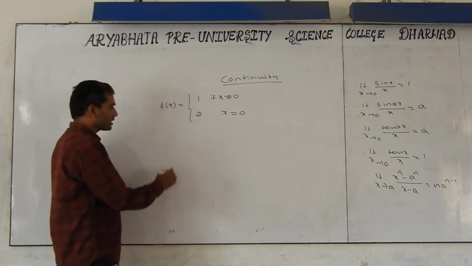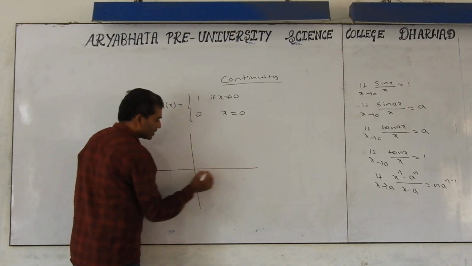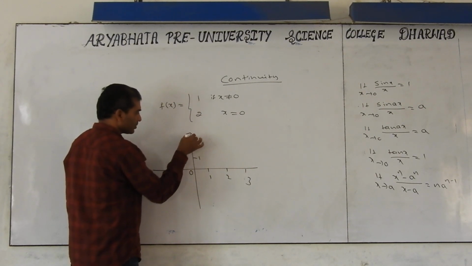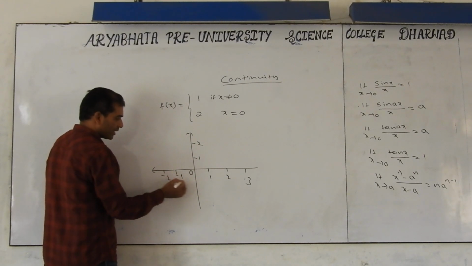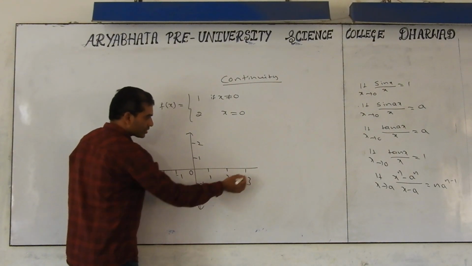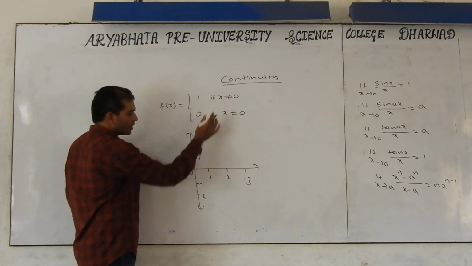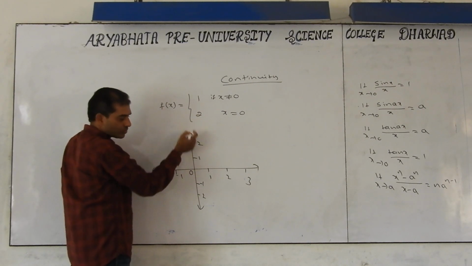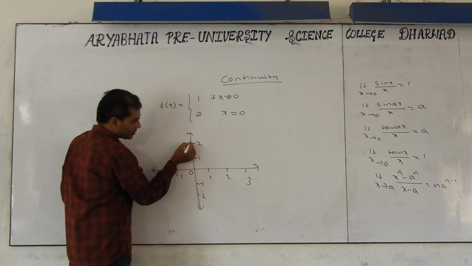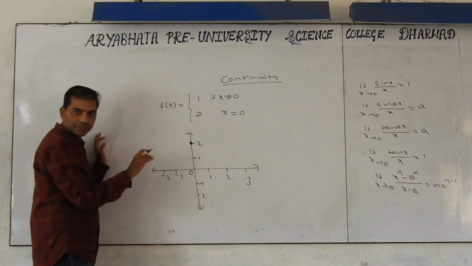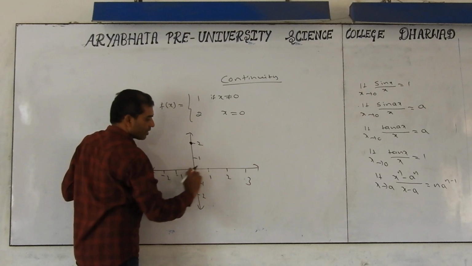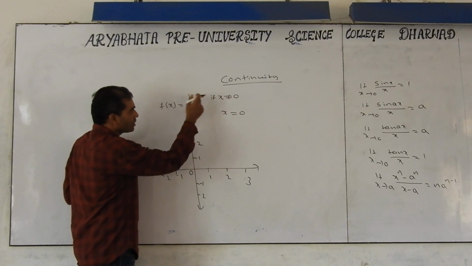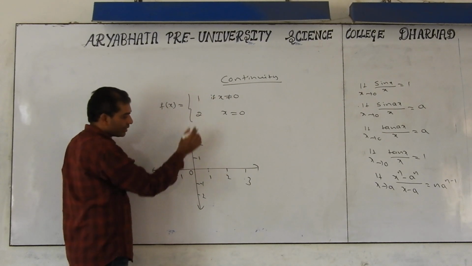Okay, let's draw this graph. X not equal to 0 means not 0. At 0, the function value is 2, so plot this point. Next, points 1, 2, 3 are not 0. If not 0, then the function value is 1 here.